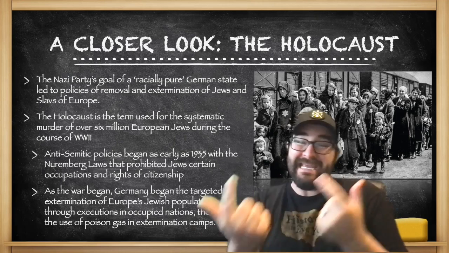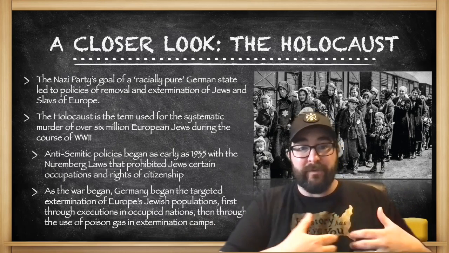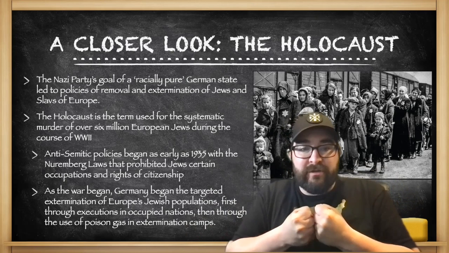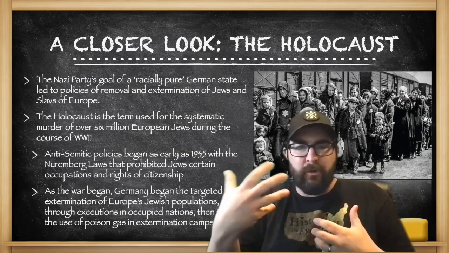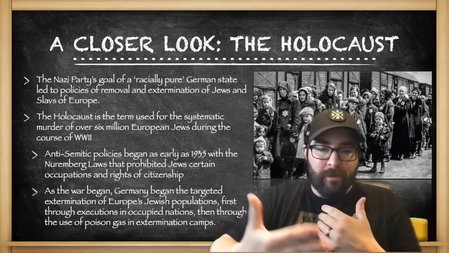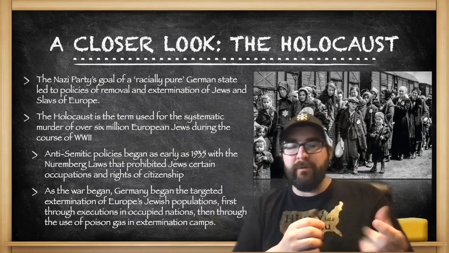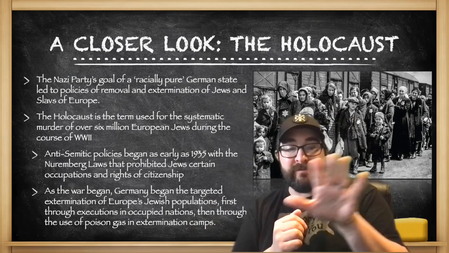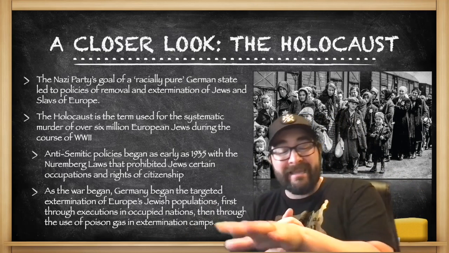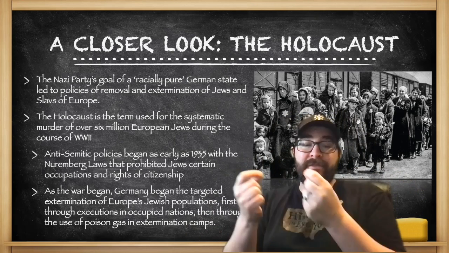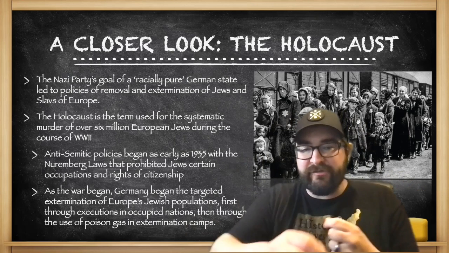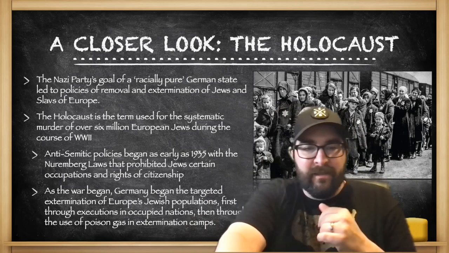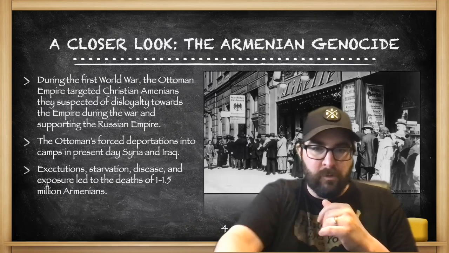Now, this process began as early as 1935 with laws in Germany like the Nuremberg laws that stripped the Jewish population of their citizenship and rights to hold certain jobs. And as the war began and progressed, Germany would then begin to target Jewish populations throughout Europe, first through the executions in occupied nations, and then through the use of poison gases in extermination camps, as the Nazis would, in fact, industrialize the murder during the Second World War.